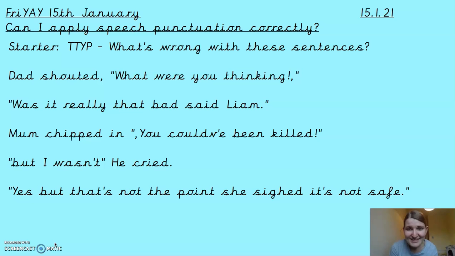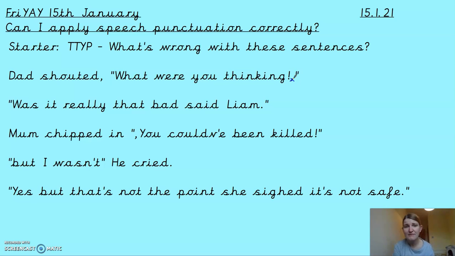Okay? So if we take a look at this one, what I'm going to do is read out the punctuation. So Dad shouted, comma, speech mark. Good start so far, verb, comma, speech. What were you thinking? Exclamation mark, comma, speech mark. Hopefully straight away you can spot that. We've got double bubble punctuation. We don't need that. The punctuation is inside, but if we're using an exclamation mark, it replaces the comma.